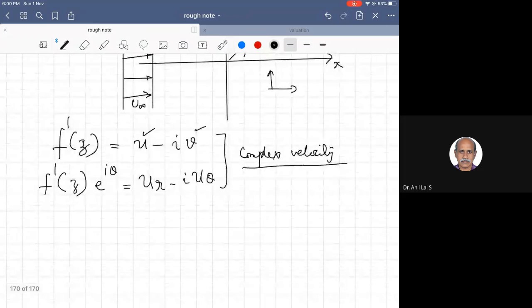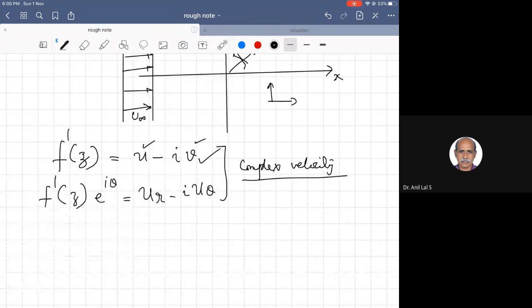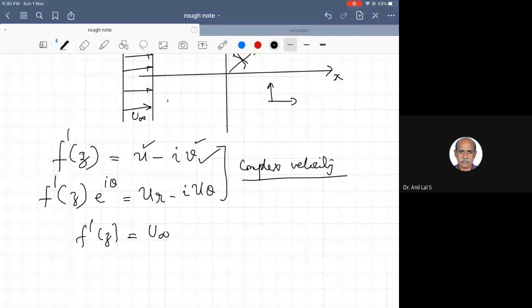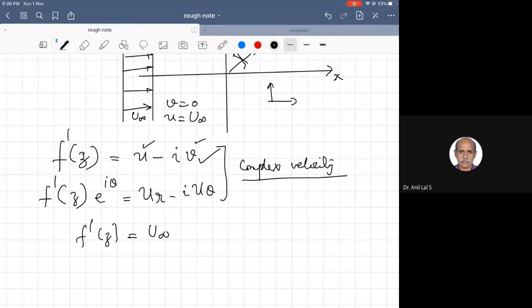F dash is equal to u minus iv. So for this particular uniform flow, we can easily do the derivation. F dash is equal to u minus iv, where the horizontal component of velocity is u infinity and v is equal to 0. So u is equal to u infinity. Then what is f z? F z is the integral of u infinity dz. It's simple integration. This is the complex flow potential of a uniform flow.